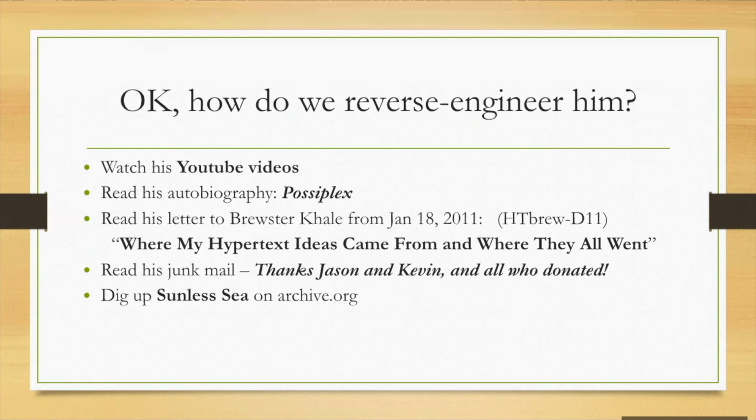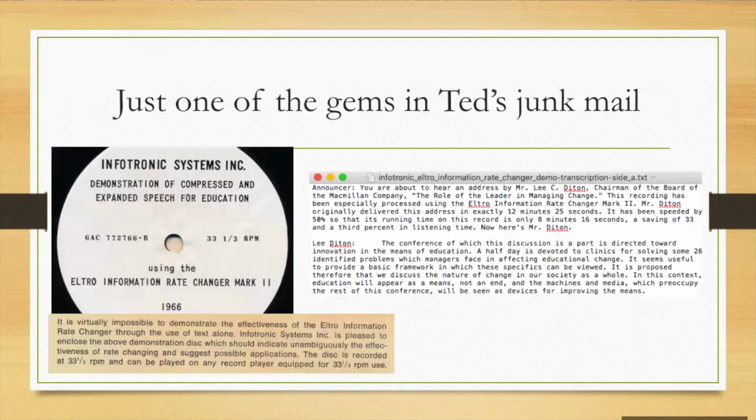So this was in the 2000s when an archive was created on the web to try to link together these early materials. And it can be found on archive.org now because they stopped paying for that domain name. So thanks, archive.org, for collecting the web since '95. Okay, so let's look at one of the gems in Ted's junk mail.